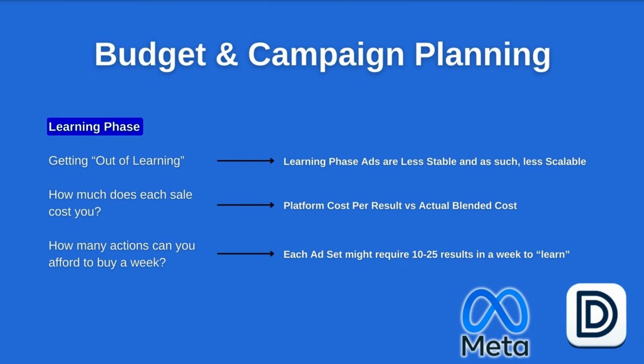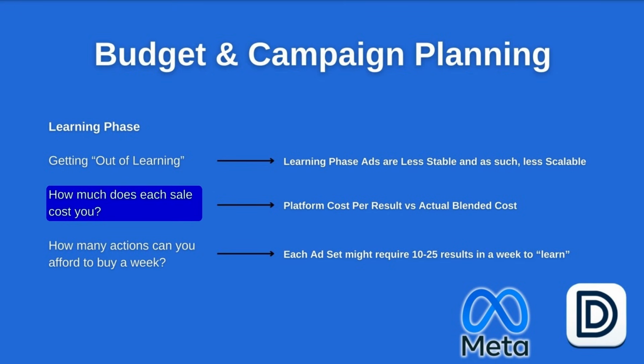So now let's talk about the learning phase. And the first priority here is getting out of learning. Learning phase ads are less stable and as such less scalable. The learning phase is basically Facebook telling you that they are not confident in delivering a consistent result day to day. They basically haven't learned how to do their job yet. And that lack of consistency is something they're trying to warn you about ahead of time.